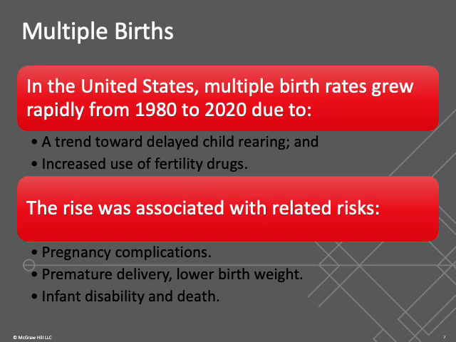In the United States, multiple birth rates grew rapidly between 1980 and 2020 due to a trend toward delayed childbearing and an increased use of fertility drugs. The rise was associated with related risks such as pregnancy complications, premature delivery, lower birth weight, and infant disability and death.